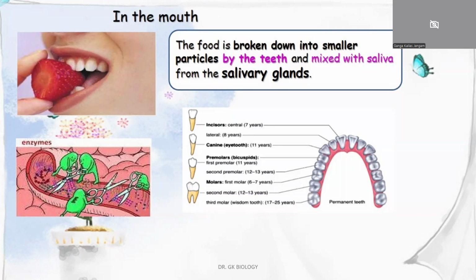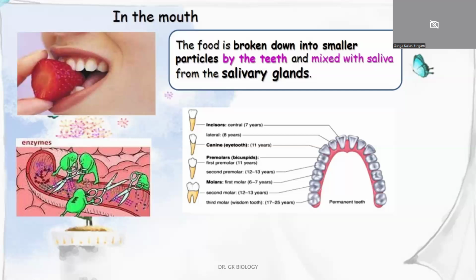Here you have to remember, what do you mean by saliva? Saliva is a watery substance which is released by the salivary glands. You have to remember this very carefully. The salivary glands release the saliva, which consists of salivary amylase, which helps to break down the starch or carbohydrates into the simple sugar called maltose.